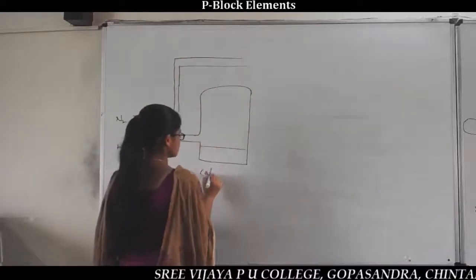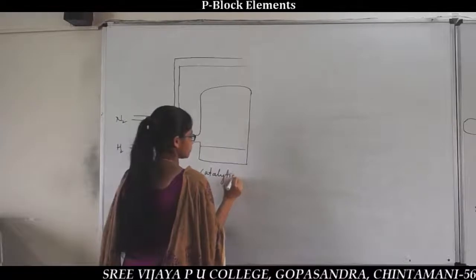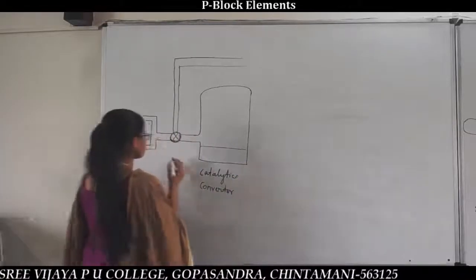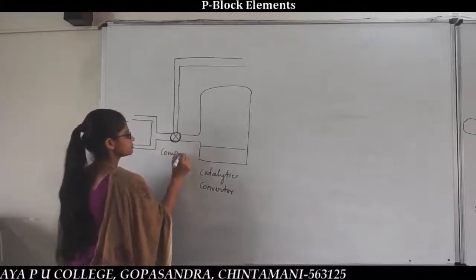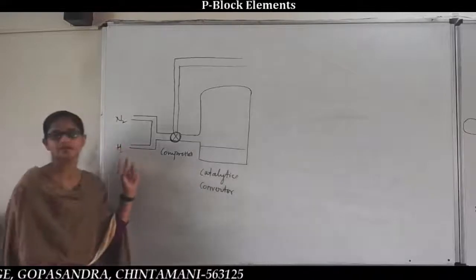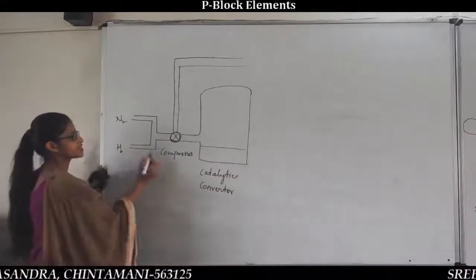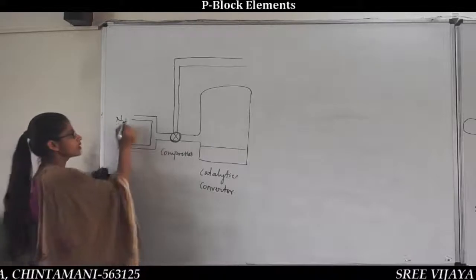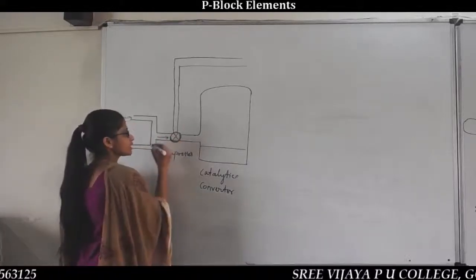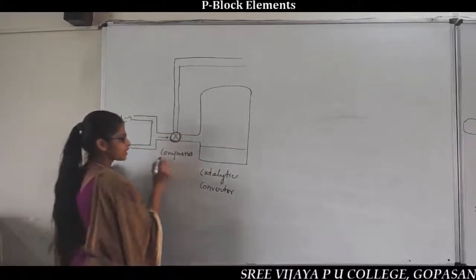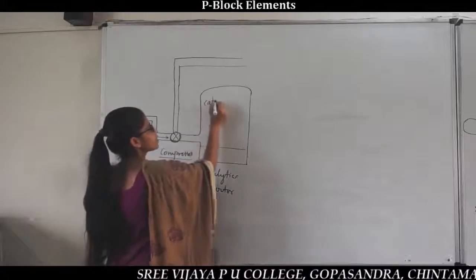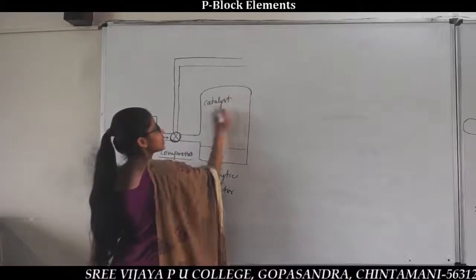This is called the catalytic converter. This is called the compressor. So actually when you put a mixture of two gases, you directly pass them through. This is called a chamber. In the compressor the gases are compressed. Again it is passed to the catalytic chamber. We have to use a catalyst here.